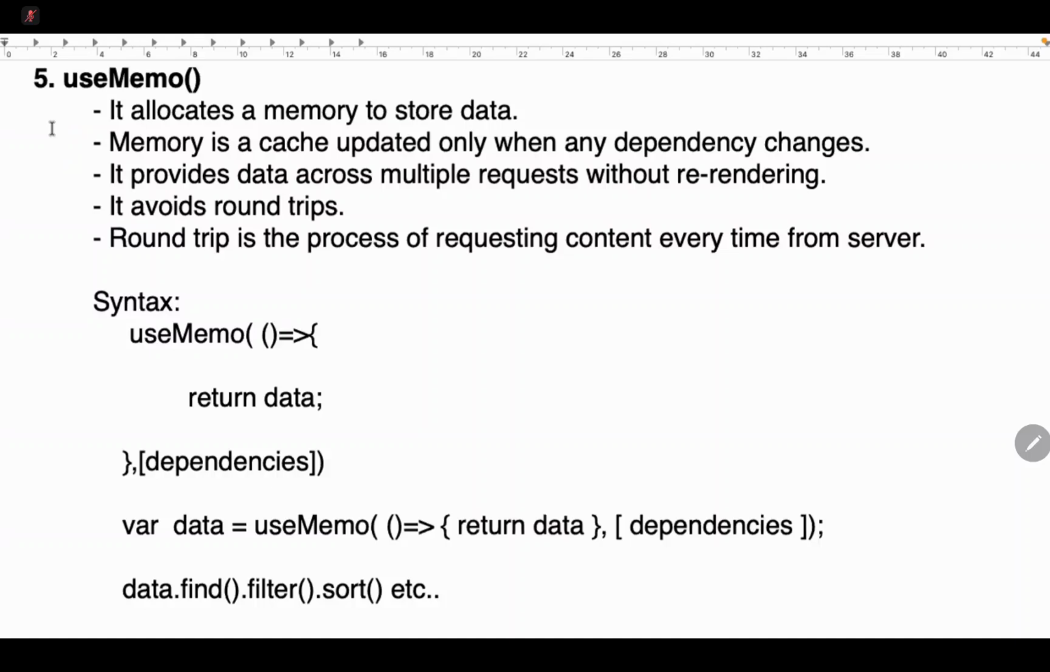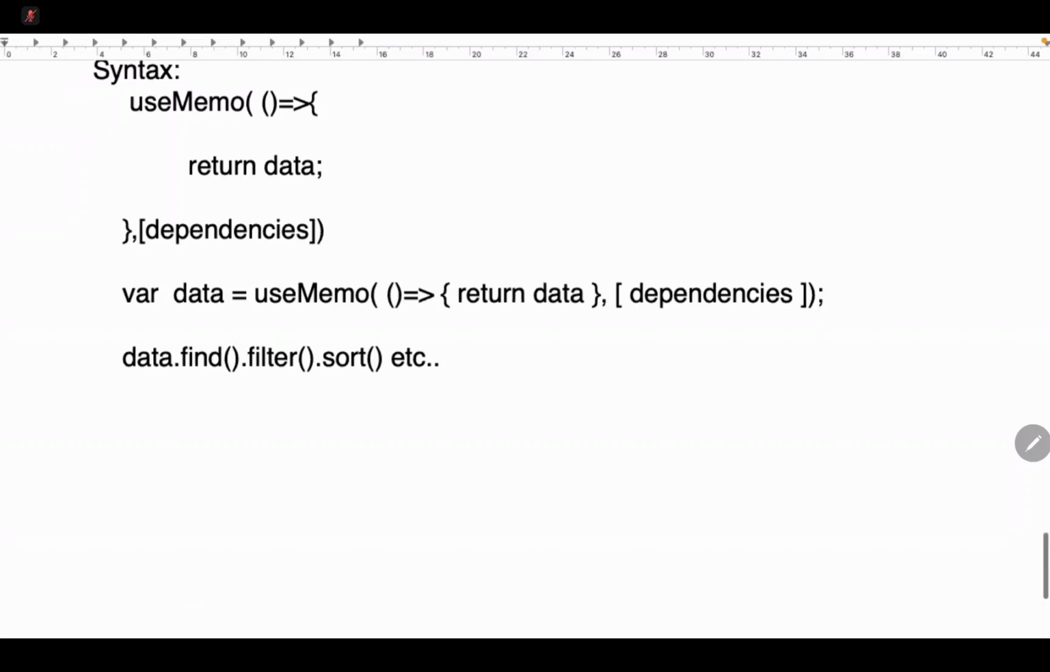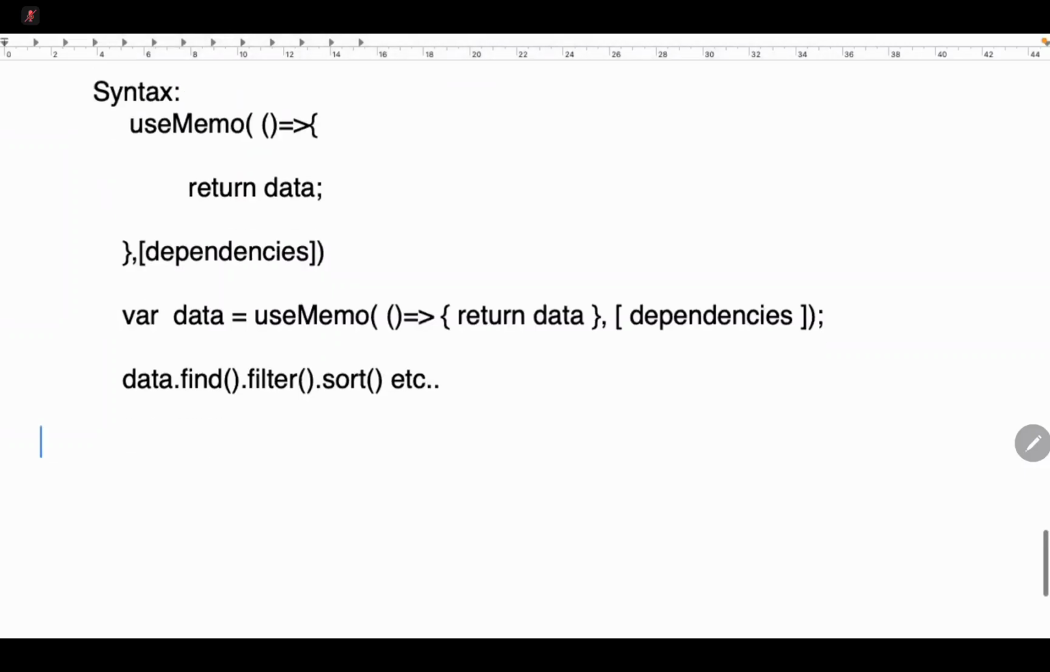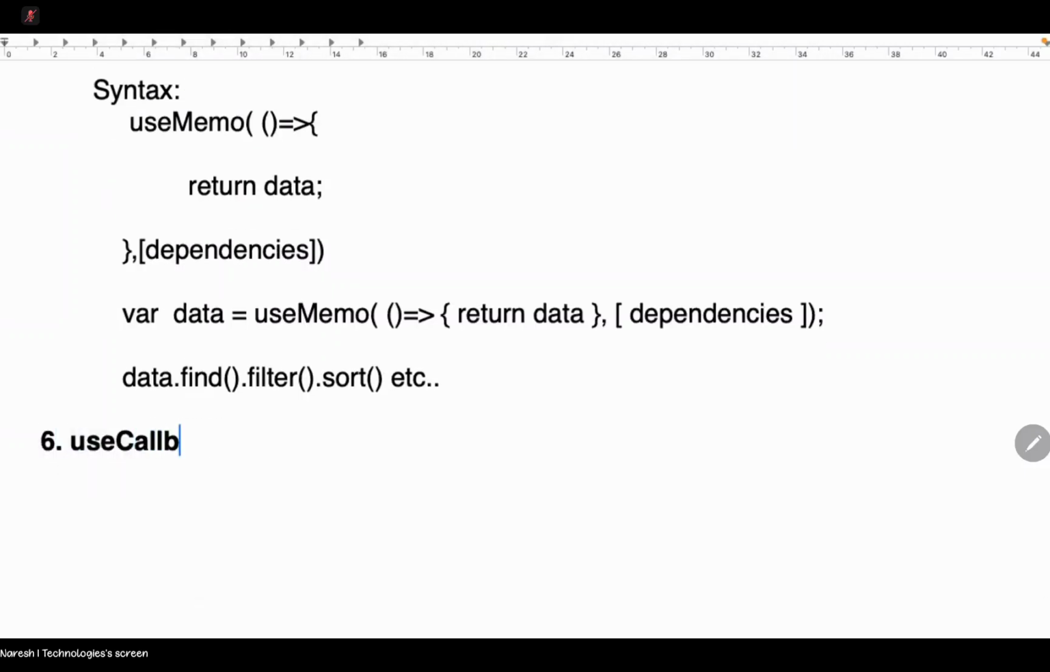We have, like useMemo, another hook called useCallback. What is the difference between useMemo and useCallback? useMemo will store data and useCallback will store a function. I will show you in an example also how to do that. So it is useCallback. Both are the same. It is same as useMemo.